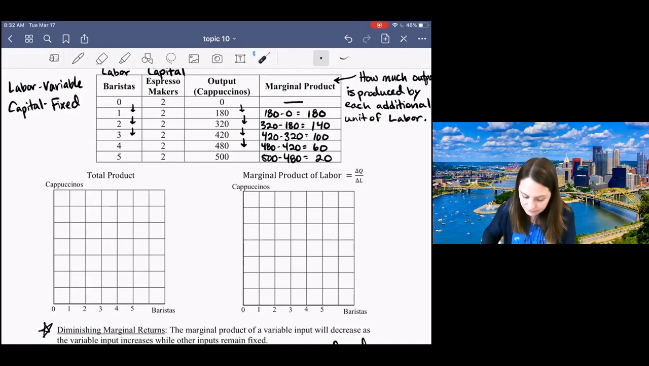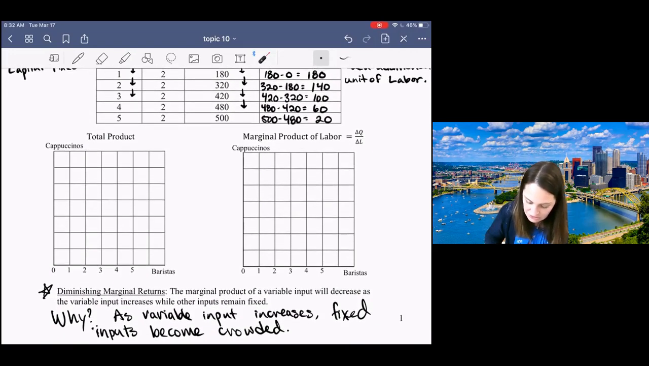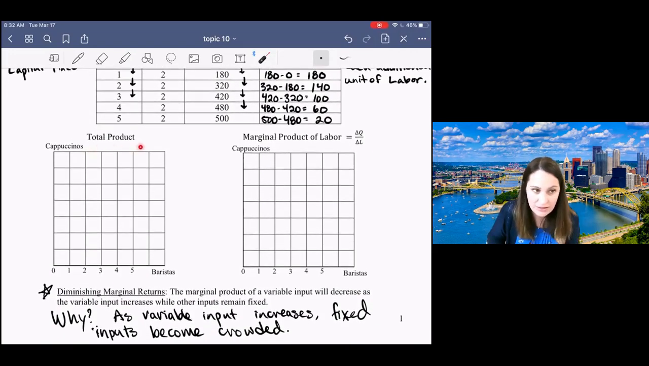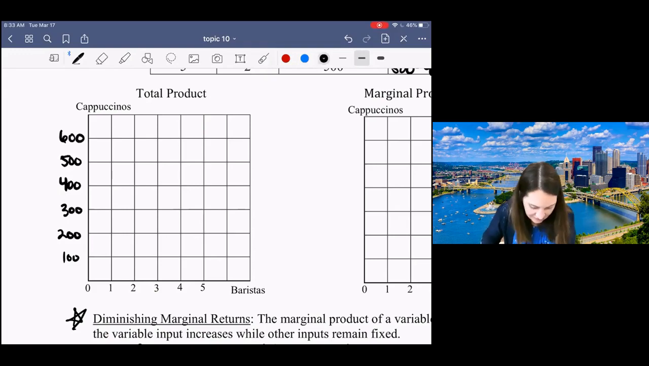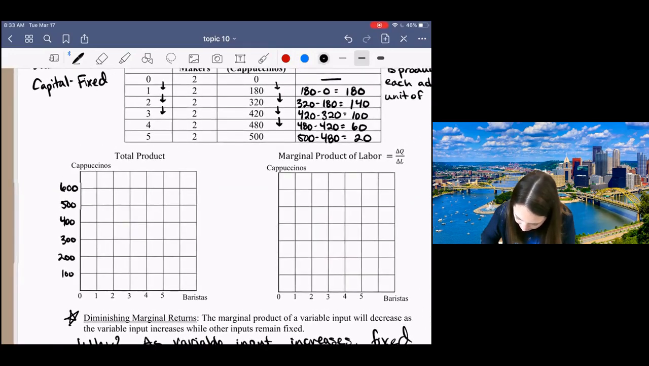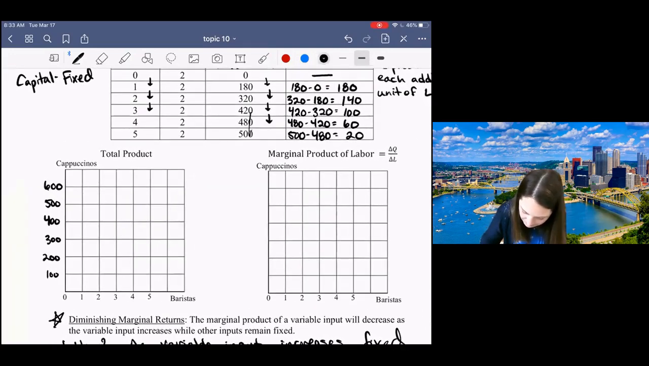the outset. All right, so what we're going to do here is we're going to graph total product on one graph, and then we're going to graph marginal product on the other graph. When I'm graphing total product, I'm going to go ahead and label my y-axis by hundreds. And then just looking at my table, I can see if I have 0 workers, I produce no output.